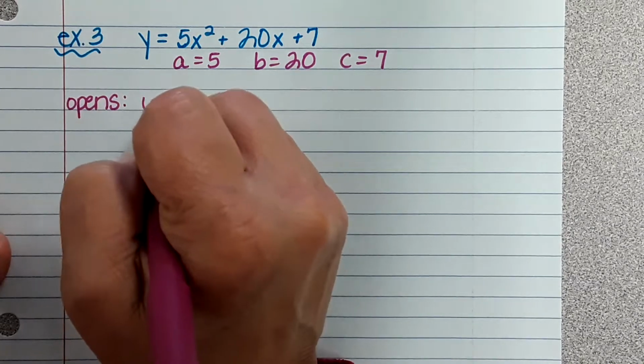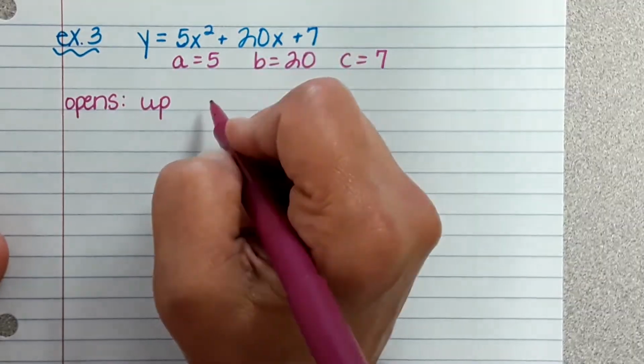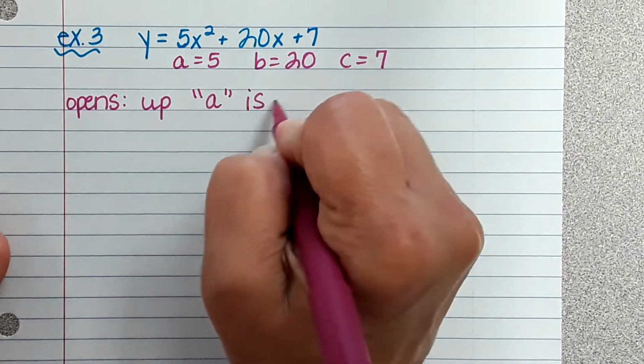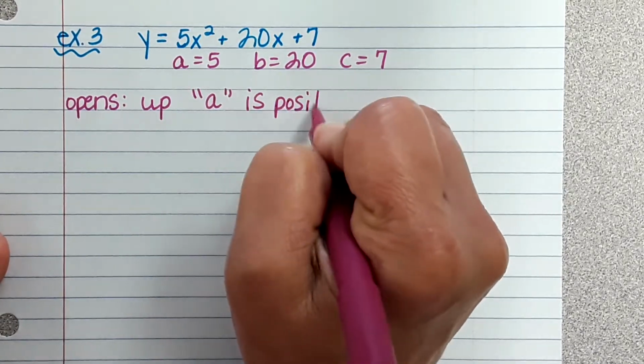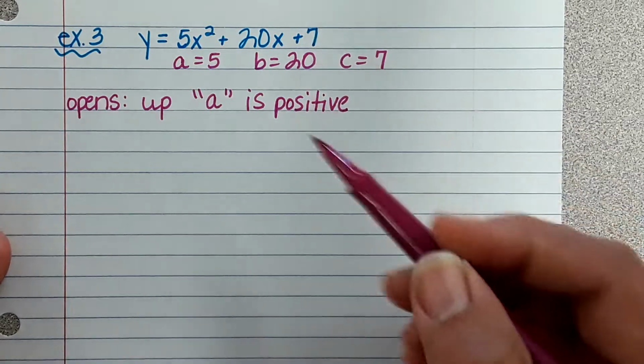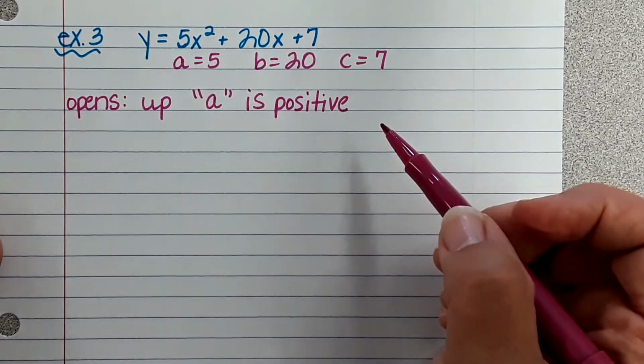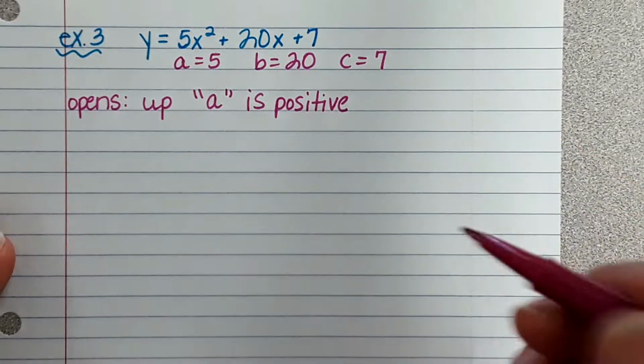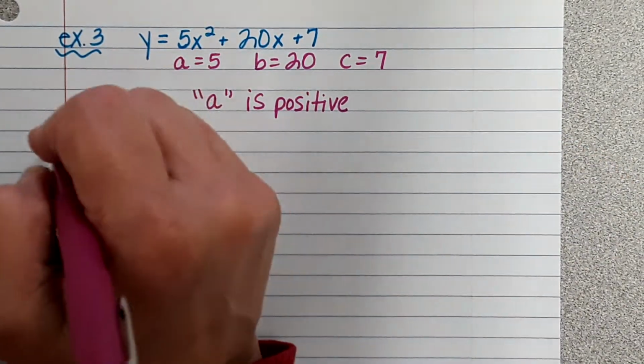How do you know it opens up? It's positive, not negative. What is positive? A. It's because A is positive. Now, you guys, on your homework, you don't have to tell me why, but on your quiz, I might ask you, how do I know this opens up? And you'd have to say, because A is positive.